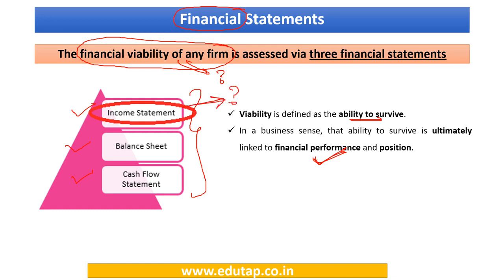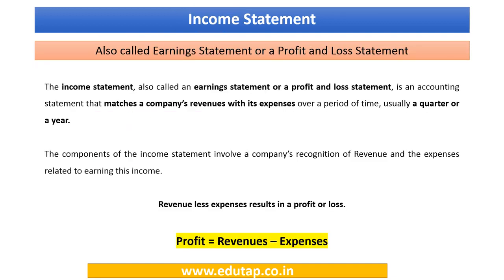Okay, so friends, if you talk about this particular statement, it is also known as an earnings or a profit loss statement. A very simple term: whatever you're earning and what you are expending. Okay, so there is going to be a tabulation of both these things, and then you're going to arrive at a conclusion whether you are running in profit or you are running in a loss. So basically it's a profit loss statement.